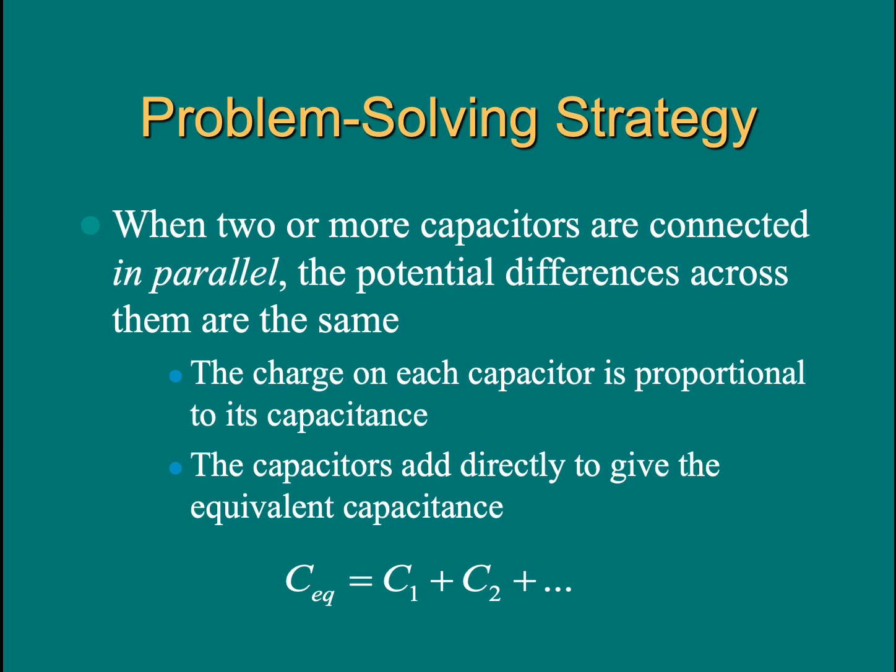When two or more capacitors are connected in parallel, the potential difference across each capacitor is the same. The charge on each capacitor is different and is proportional to its capacitance. The equivalent capacitance of multiple capacitors connected in parallel is a direct sum of the individual capacitances.